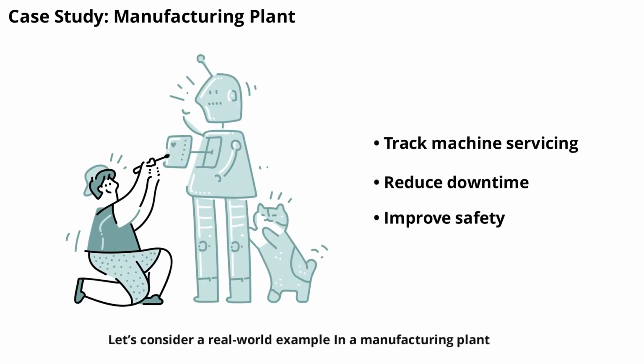Let's consider a real-world example. In a manufacturing plant, maintenance logs are used to track machine servicing, repairs, and inspections. By maintaining detailed records, the plant reduced downtime, improved safety, and passed regulatory audits with ease. This case highlights the tangible benefits of effective maintenance log management.